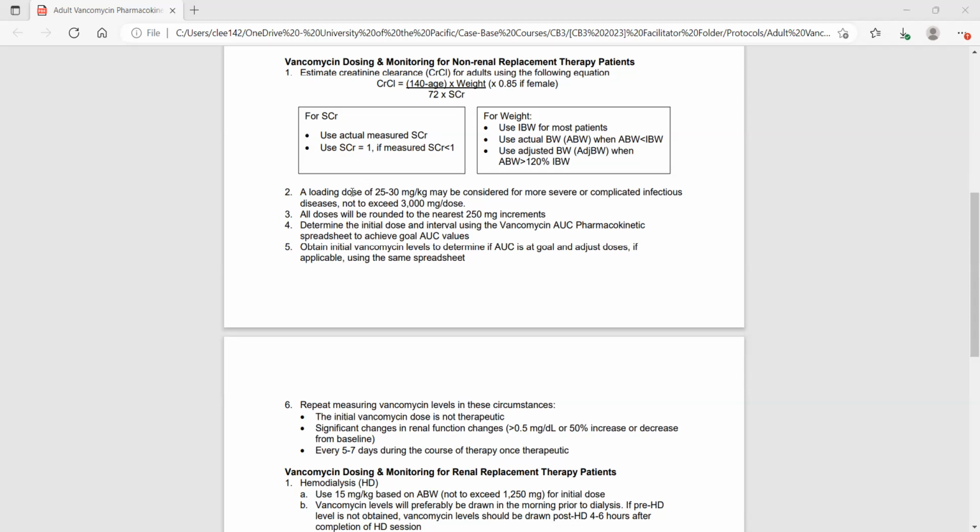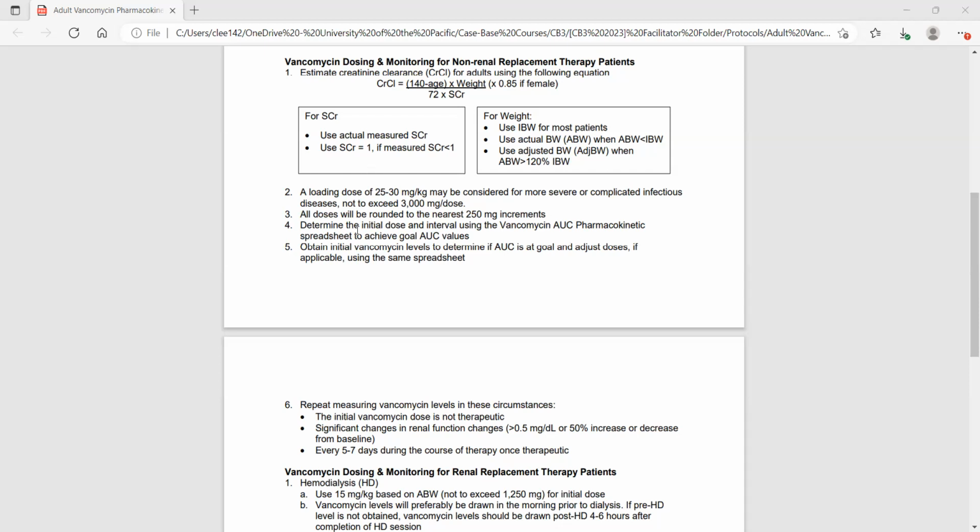practice styles. Some will give a loading dose, which is a higher dose in the beginning, and then the maintenance dose will be a lower weight-based dosing. This is typically for more severe, complicated infections, and if you anticipate them to get to the steady state later, if they're obese, for example, you might want a higher dose in the beginning so that we can load them and get them to the steady state as soon as possible.